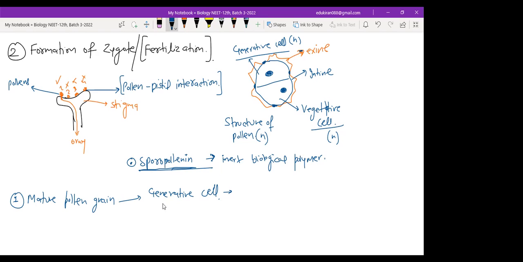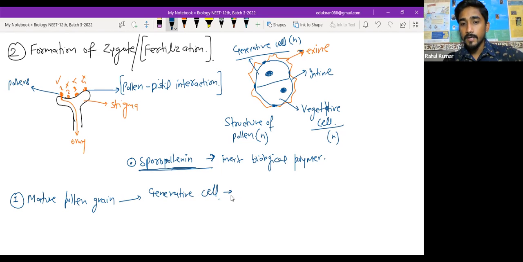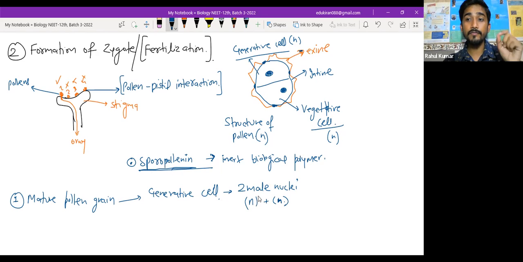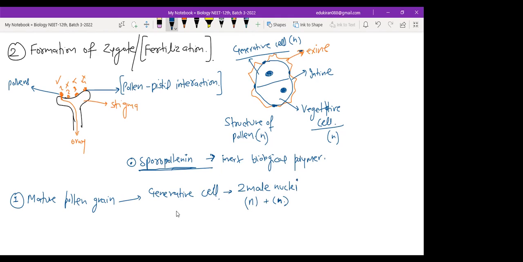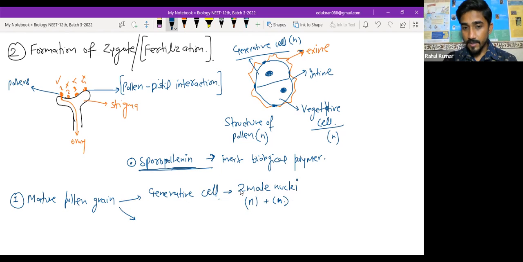So this generative cell, just before fertilization, divides into two by mitosis and it makes two male nuclei. Both are N, N plus N. Again, they are not diploid because they are individual, different nuclei, N and N. Is it clear, people? This is very important. And this generative nucleus gives rise to the male nuclei, which are the equivalent of male gametes. This is the gamete.